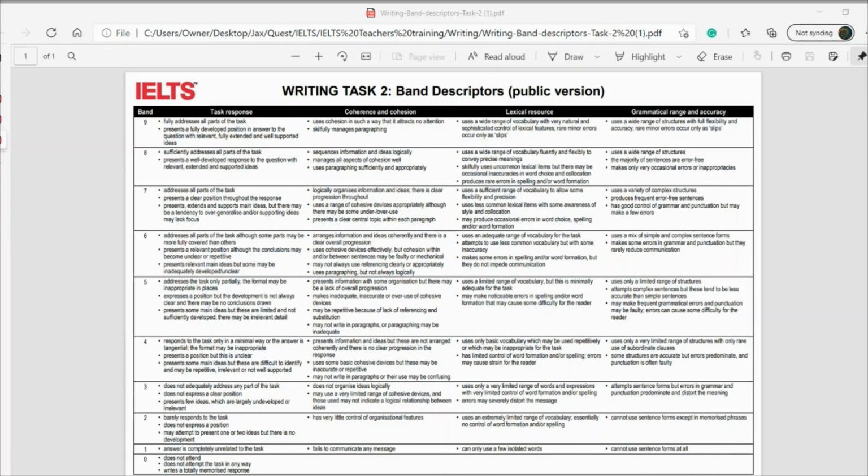What I want you to do now is download the band descriptors and start reading. Chances are the first time you read it, it won't make much sense, and that's okay. It definitely didn't make sense to me the first time either. If you find terminology that you don't understand, Google it. This will be extremely valuable to you as you prepare for this exam.